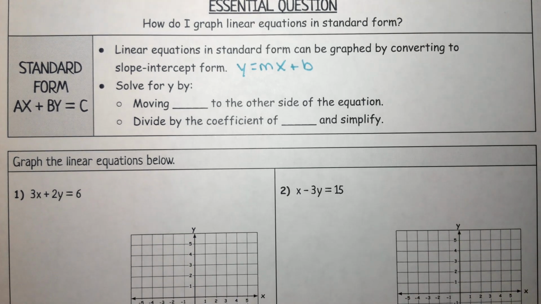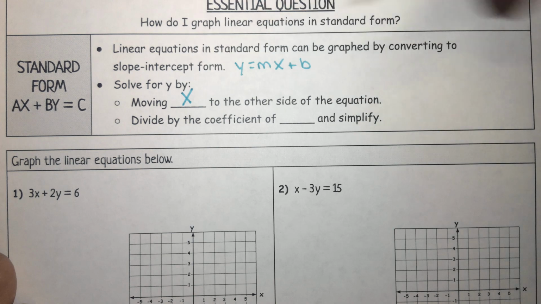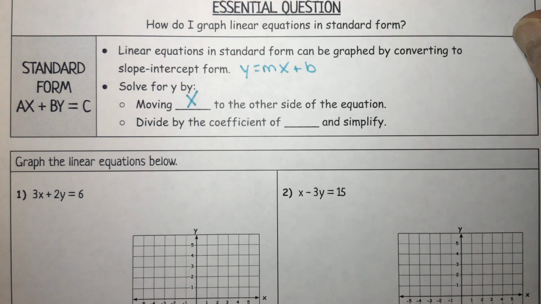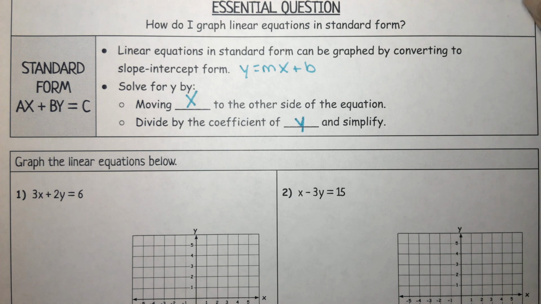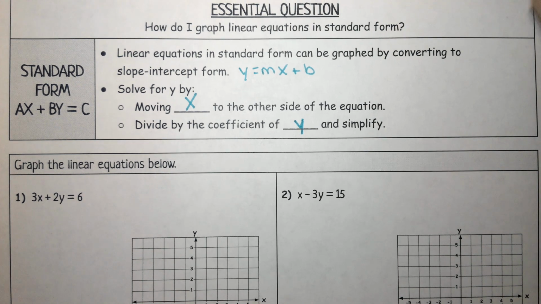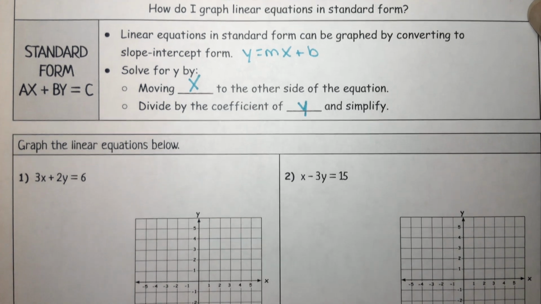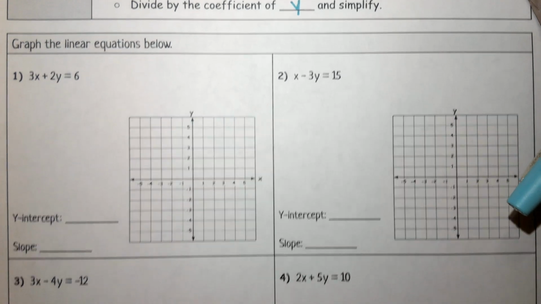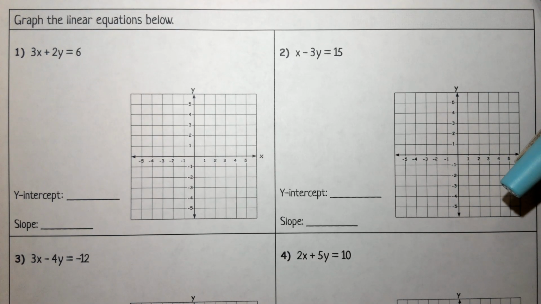So to do that, I'm going to solve for y by first moving x to the other side of the equation. And then we'll do this in a minute. So I move x to the other side, and I divide by the coefficient of y and simplify. So move the x, divide by the y, and then I can graph my equation. Okay, so let's go ahead and do that. So graph the linear equations below.